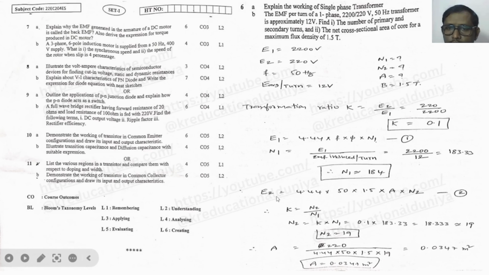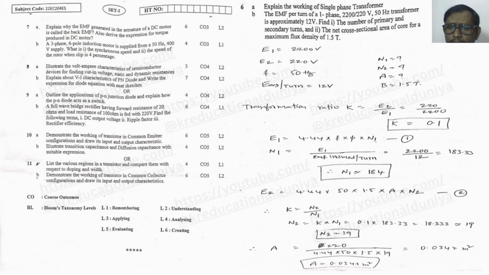Here there are so many unknowns. We know the E2 value, but we don't know the area value and we don't know the N2 value. So find the N2 value. K equal to N2 by N1, so N2 equal to K into N1. The K value we already found is 0.1, and the N1 value is 184. So 0.1 into 184.